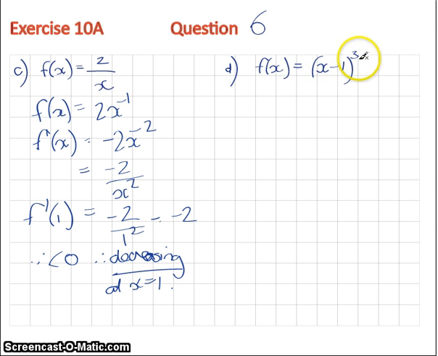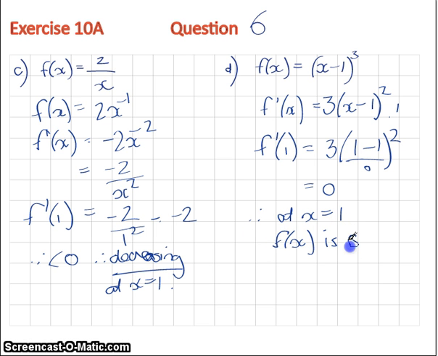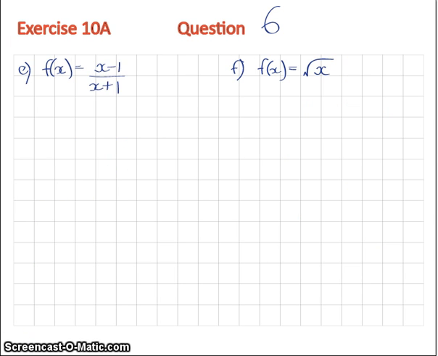For this next function, I've got a bracket and a power. So for this one, to find the derivative, I'm going to use the chain rule. Chain rule says the derivative of the outside times the derivative of the inside, which is just 1 in this case. I'm going to evaluate this now at the point where x equals 1. I get 3 times 1 minus 1 squared. Well, this now becomes 0, so I get 0. So that means at this point, the function is stationary. It is not increasing or decreasing. The derivative is 0. It's stationary there.